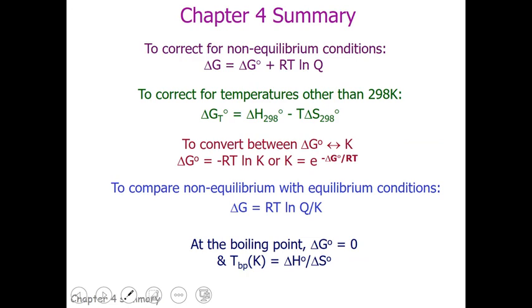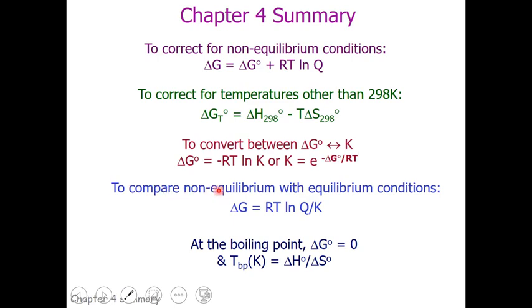If we need to correct for non-equilibrium conditions, we can say the free energy is equal to the free energy at standard state plus a little adjustment factor, RT natural log of Q, which is the reaction quotient. If we want to get free energy change at temperatures other than 298, we take our delta H naught at 298, minus our delta S naught at 298 multiplied by the temperature in Kelvin. It's easy to go between delta G naught and K using either of these formulas.